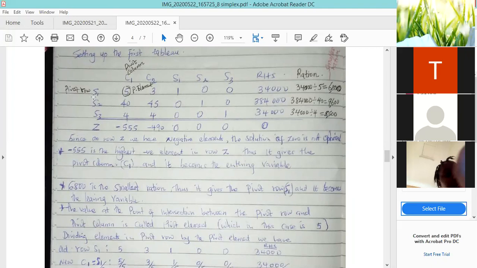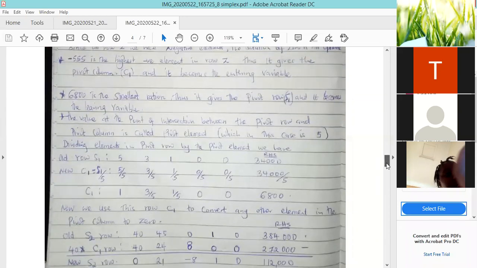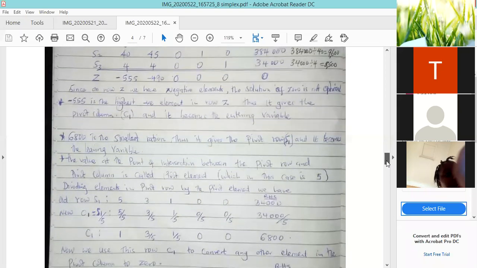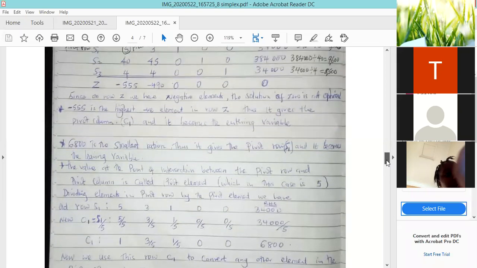So the pivot row must pave way to the element corresponding with the pivot column. And so my S1 row becomes the leaving variable. It will leave so that it can pave way to the entering variable being X1. So in my next table, we want to come up with the elements which will now give us that entering variable row, which we are calling the X1.